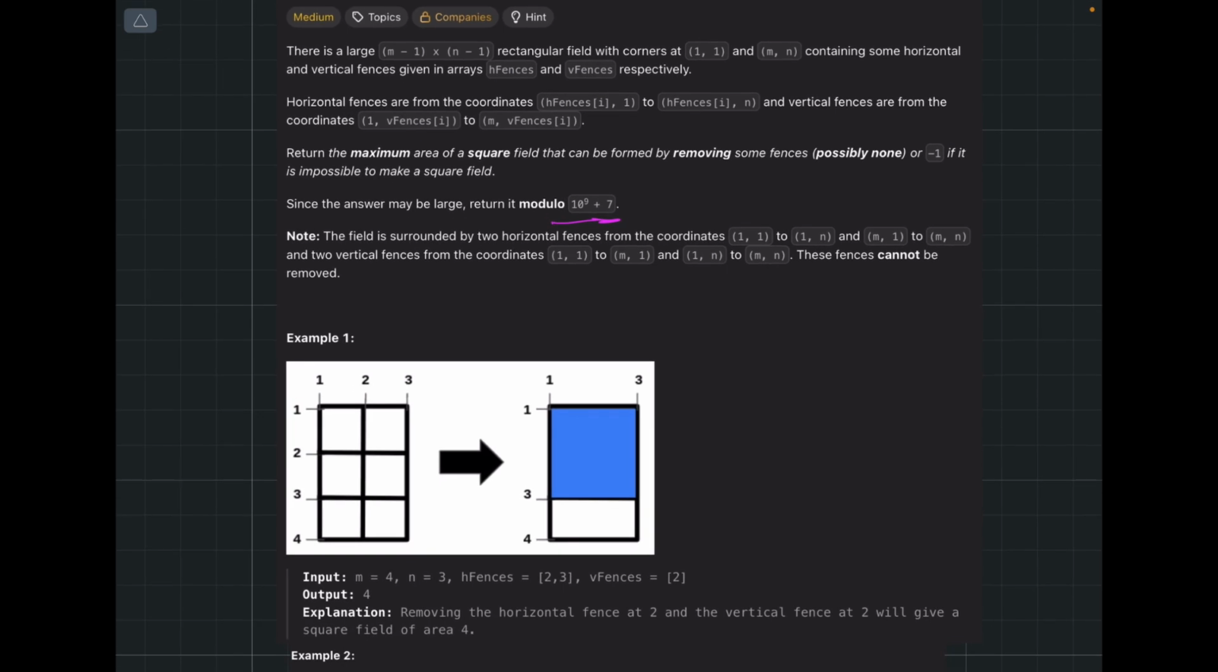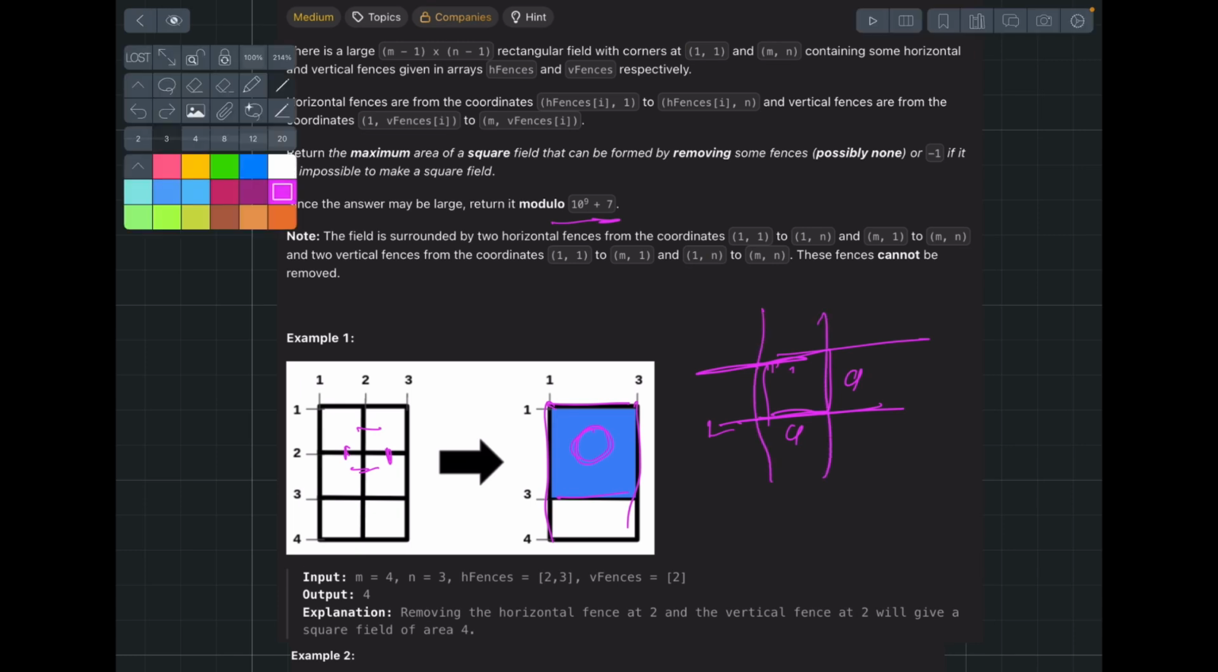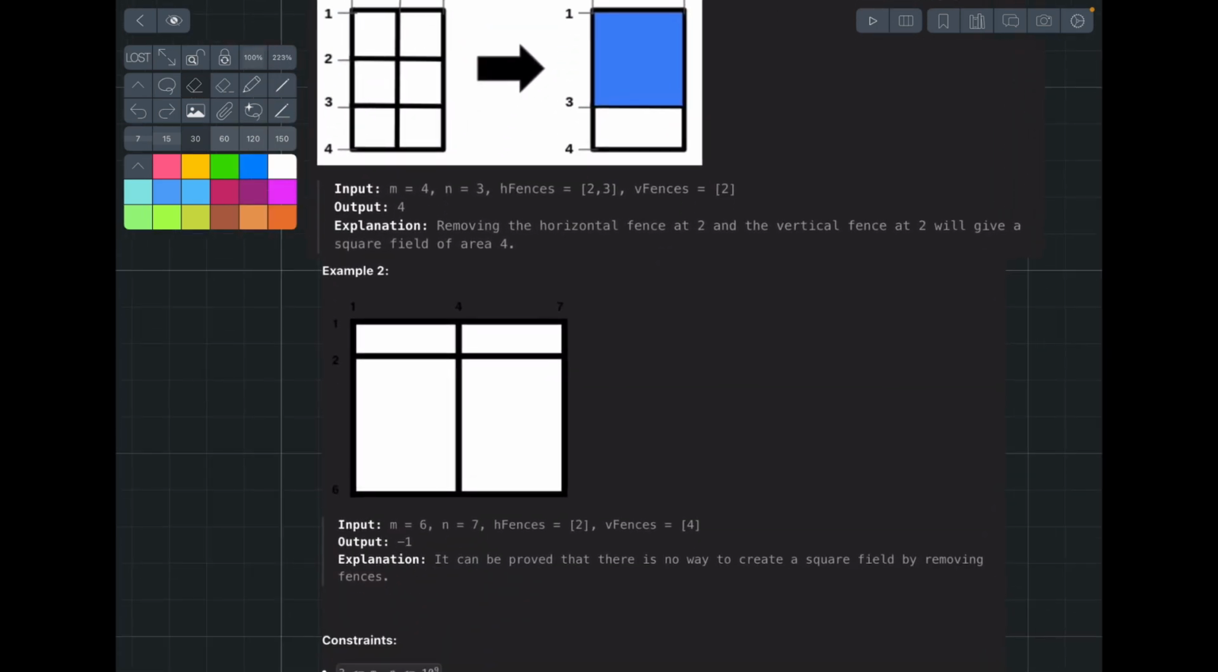Here, if we want to have a square, we should see that a proper gap exists between horizontal fences and vertical fences. If they are equal, then we can have squares, because squares have the same sides. So the gaps between these horizontals should be the same as these verticals. Here there is no similar gap between horizontals and verticals. Therefore, here the answer will become -1.